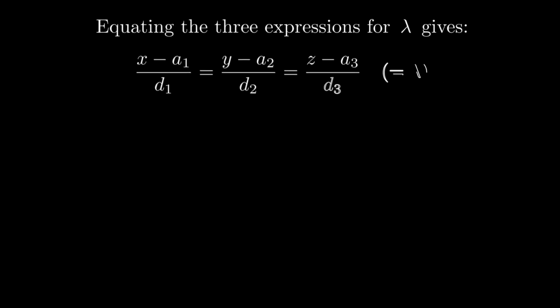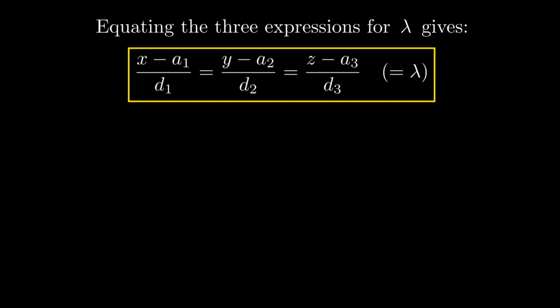And then we can equate the three expressions, since they're all equal to lambda, to get this general expression for lambda. And this is another way of representing the line, known as the Cartesian equation.